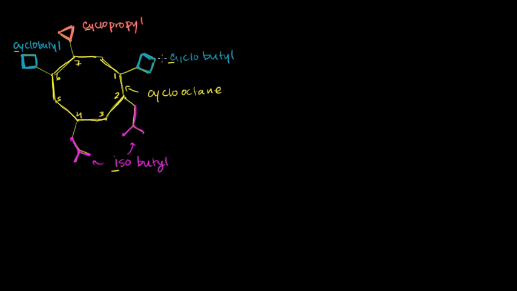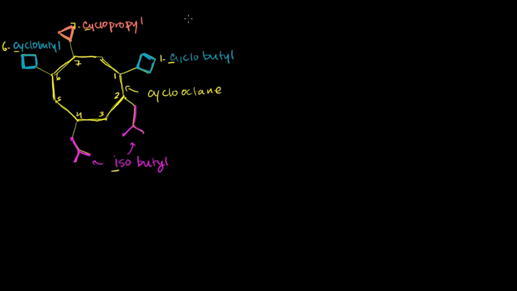So this is a 1 cyclobutyl. This is a 6 cyclobutyl. This is a 7 cyclopropyl. This is a 2 isobutyl, and this is a 4 isobutyl. So we want to write them all in alphabetical order. The cyclobutyls win. So we have a cyclobutyl at 1.